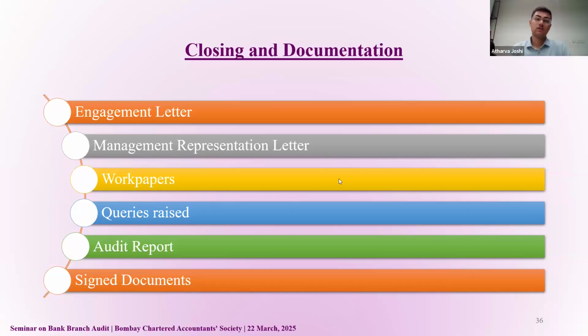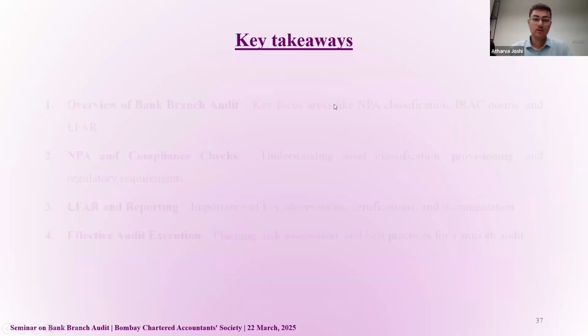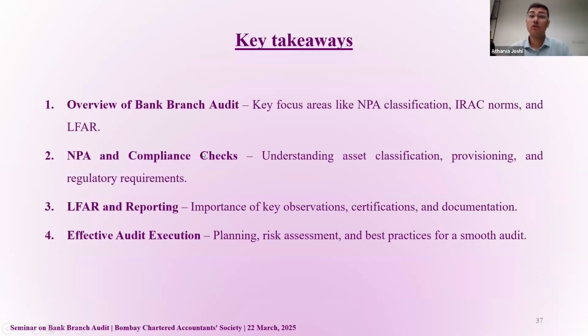Now moving towards the last part of our presentation, that is what key takeaways we can take from this session. So basically we started with the overview of the branch audit. What is a branch? How is it different from a bank? That is a corporate level. So we focused on key concepts like what are NPA, what is asset classification, what are AREC norms. Then we moved towards NPA and compliance check, understanding asset classification and how differently it can be done. Then we moved towards the long form audit report and reporting portion. Then at the end, we covered how the actual audit is to be performed in a bank branch audit.